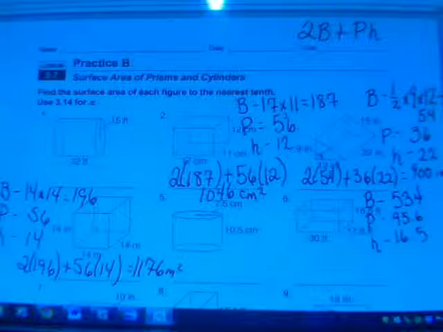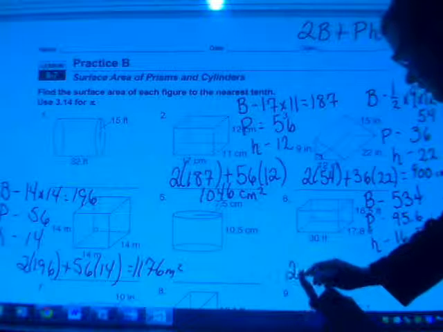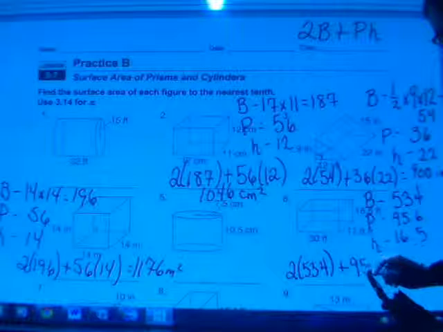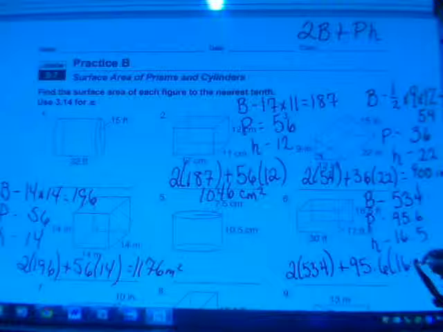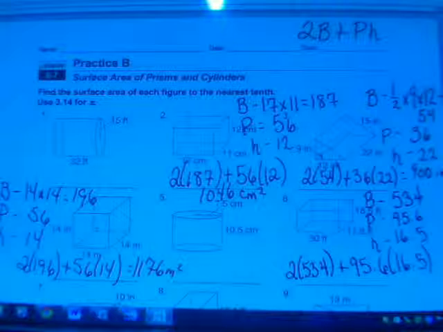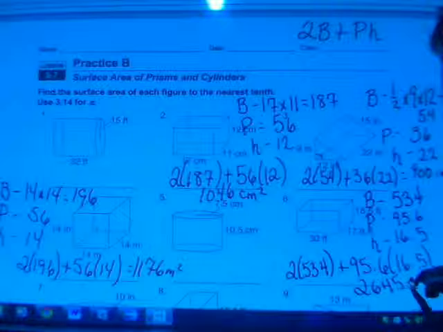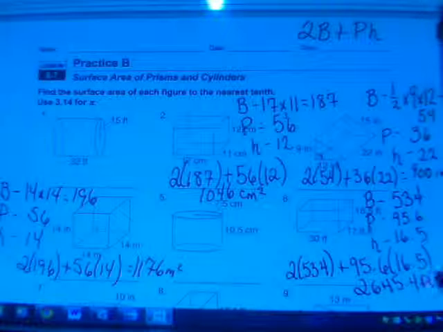And then at number 6, same thing we've been doing. 2 times the B number, so 2 times 534, plus the P number, 95.6, times the H number, which is 16.5. Probably the nastiest one we've had yet, but you're using a calculator, so we're not too terribly concerned about what's going to happen here. Again, order of operations, so get those multiplications first. So this is going to be the same as 1,068 plus 1,577.4, and that's the same as 2,645.4 feet squared.